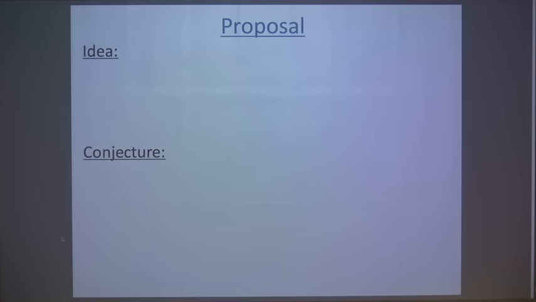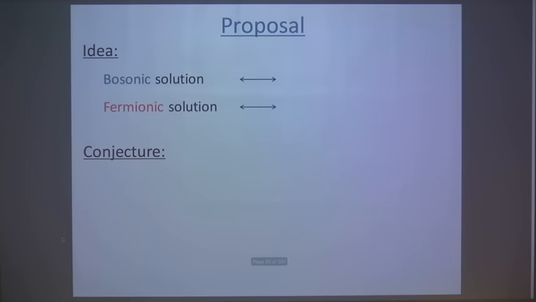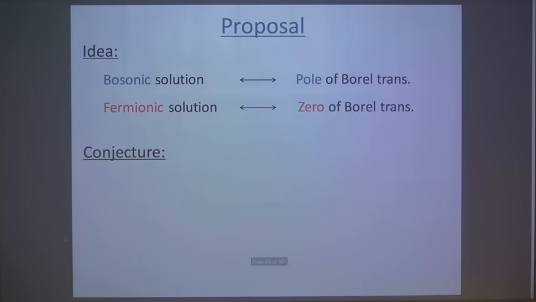Now I am ready to make a precise conjecture. Actually, I have found two types of complexified supersymmetric solutions. One is a bosonic solution, and the other is a fermionic solution. And the basic idea is that a bosonic solution corresponds to a pole of the Borel transformation, while a fermionic one corresponds to a zero of the Borel transformation.